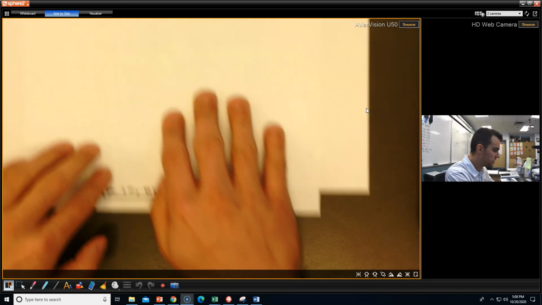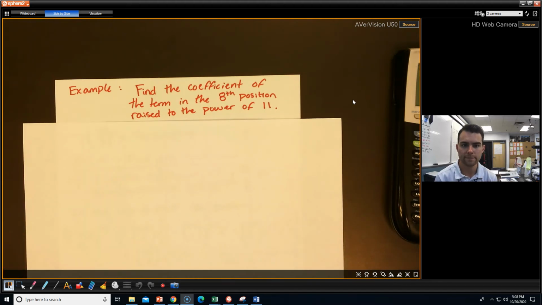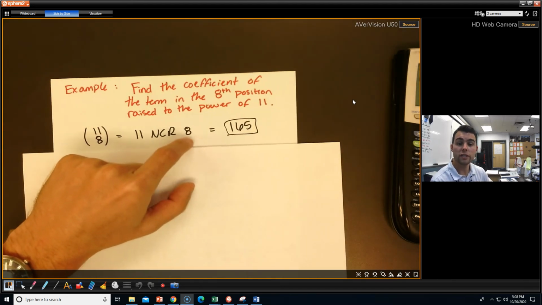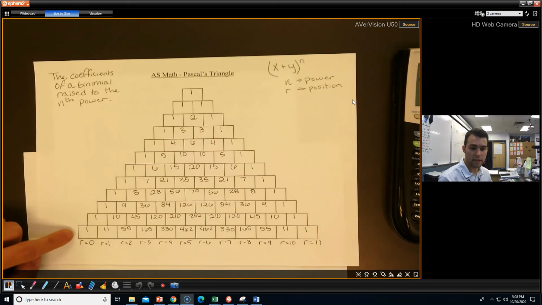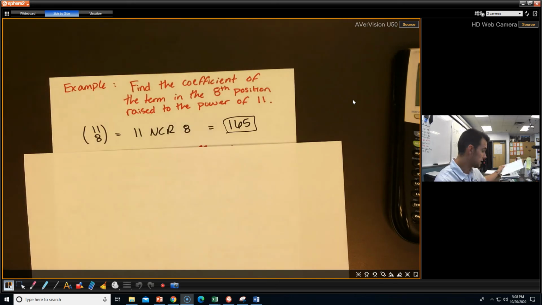So for example, what I'd like you to do, we're going to look at this, is I want us to find the coefficient of the term in the 8th position raised to the power of 11. So when you set this up, this is going to be 11 over 8, which is 11 nCr 8, and you should get 165 in your calculator. What I'd like you to do in class is double check and verify, is 165 the 8th position to the power of 11? So that power of 11 row, on the handout I give you, the power of 11 should be down here, okay? And this is going to be the 8th position. So r equals 8, there it is, it's 165, just like we thought, okay?